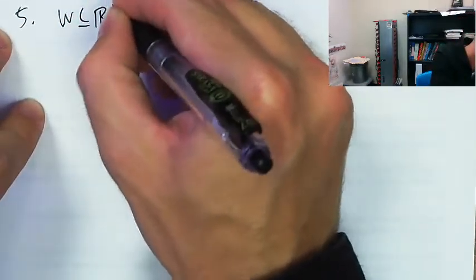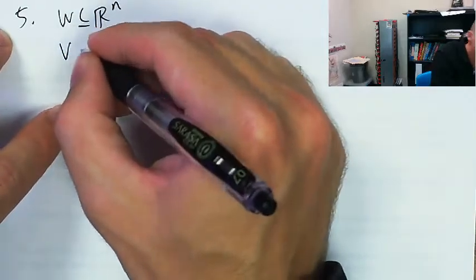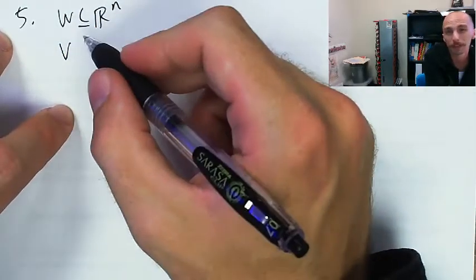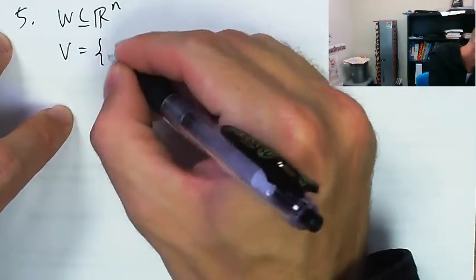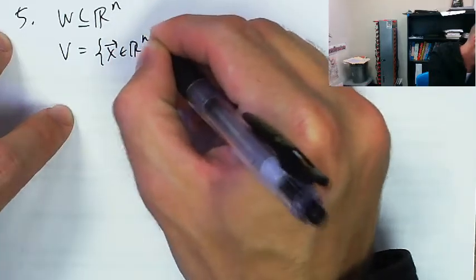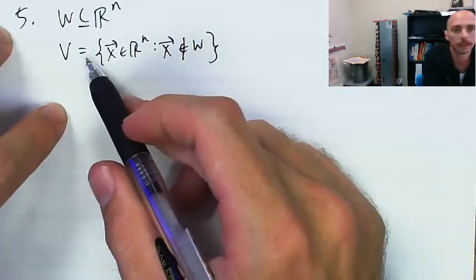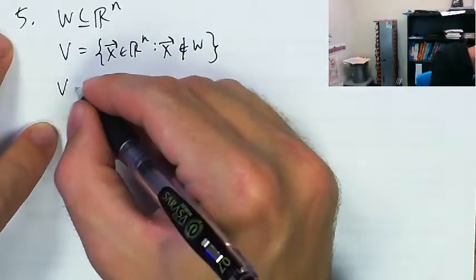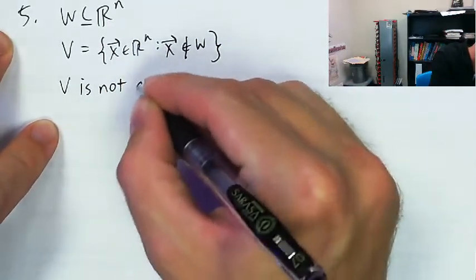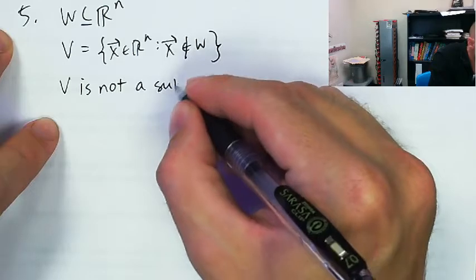Good set of problems. Sometimes always-never is always interesting. Okay, so 5. W is a subspace of Rn, and V is pretty much W complement. It's like everything that's not in W. The question is, is V a subspace? I'm going to say V is not a subspace because it doesn't have the 0 vector in it.